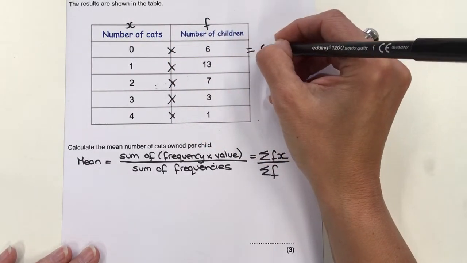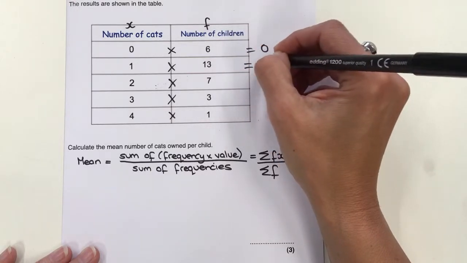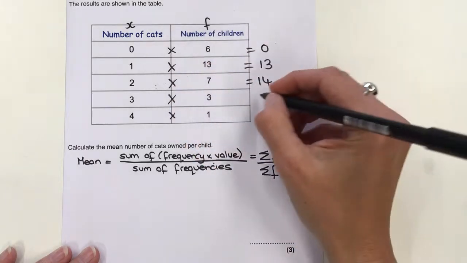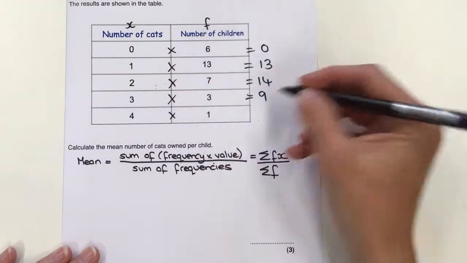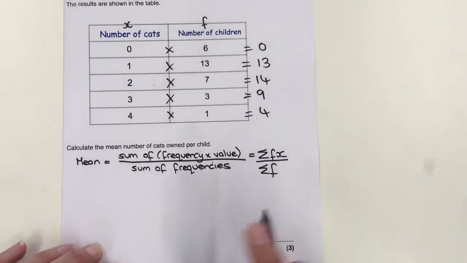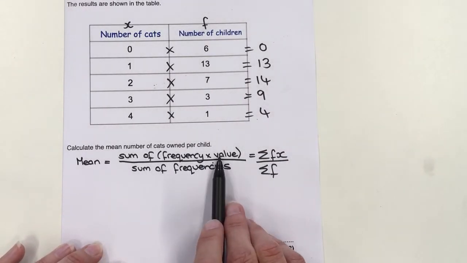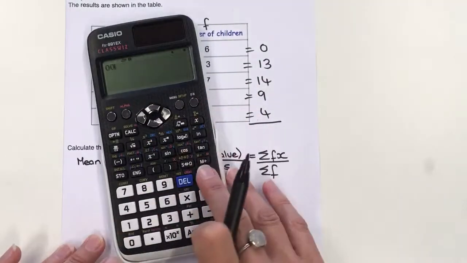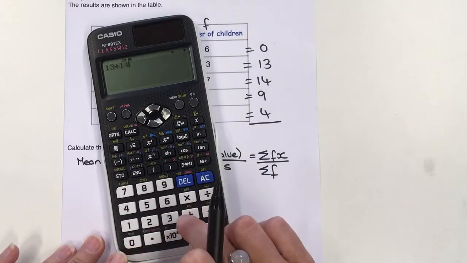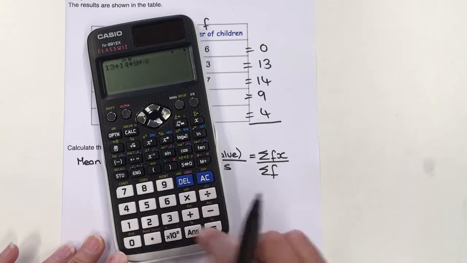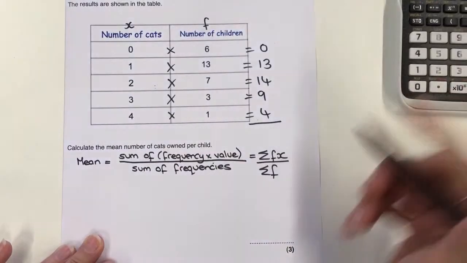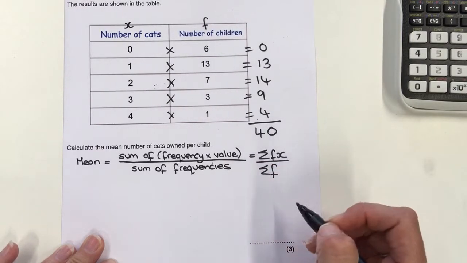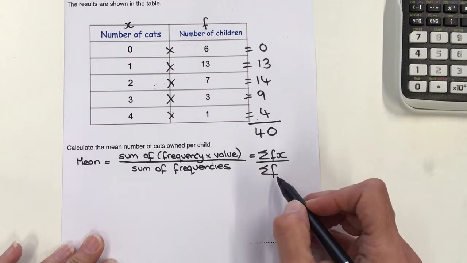So we have 0 times 6 is 0, 1 times 13 is 13, 2 times 7 is 14, 3 times 3 is 9, 4 times 1 is 4. We need the sum of the frequency multiplied by the value, so we add those up. 0 plus 13 plus 14 plus 9 plus 4 is 40. So the sum of fx is 40.